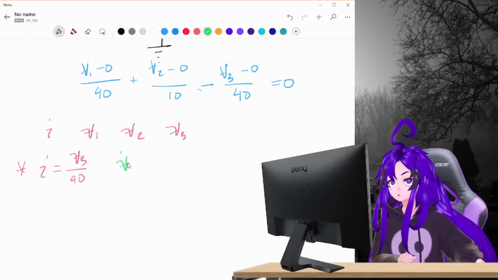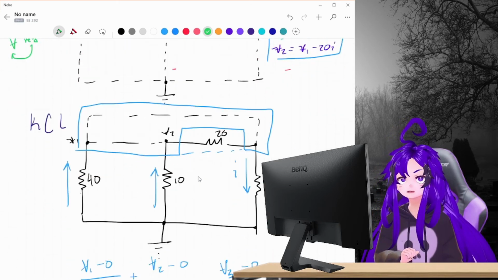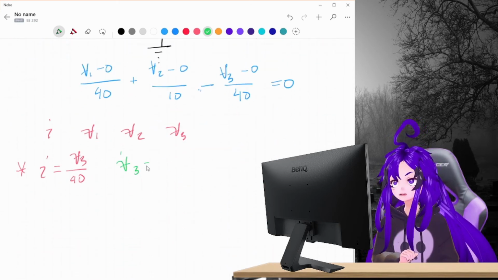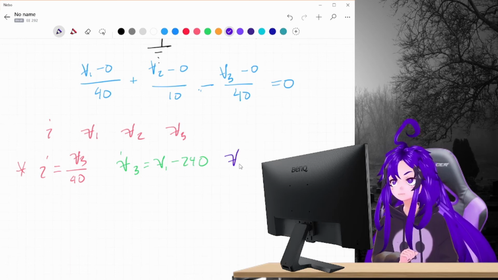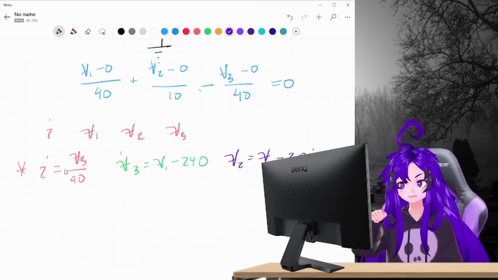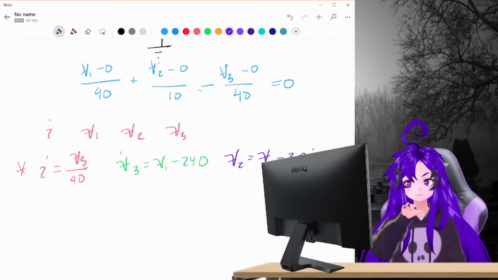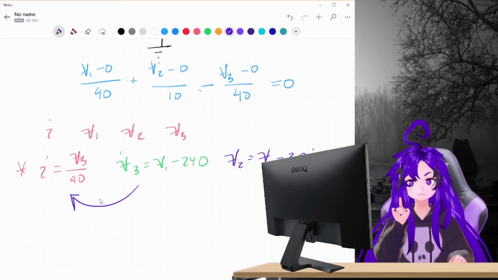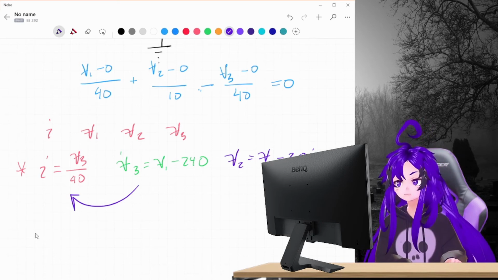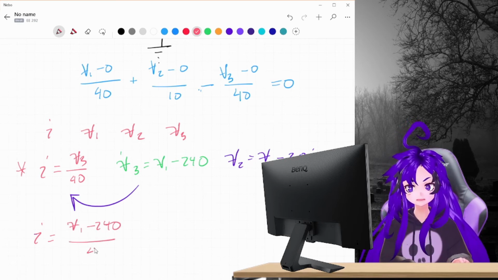Oh, what color did I make that? V3. Okay. V3 equals V1 minus 240 and V2 equals V1 minus 20i. And we have I, and we have V3. So let's go ahead and plug that in. So I becomes V1 minus 240 over 40.